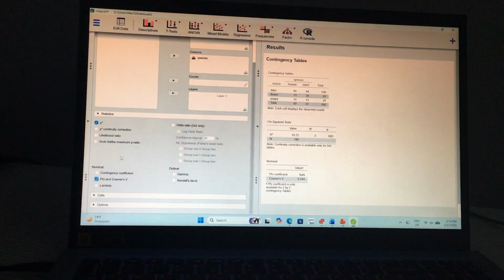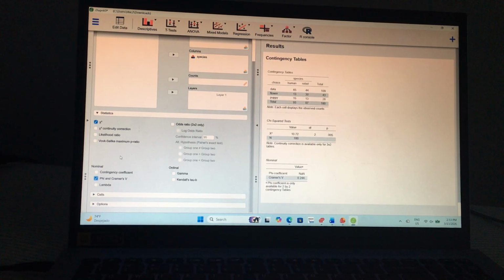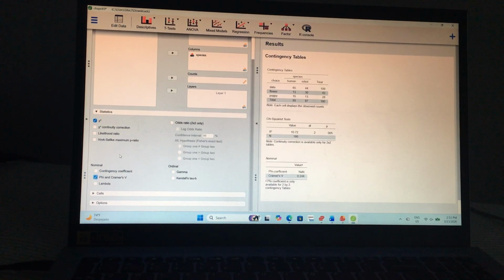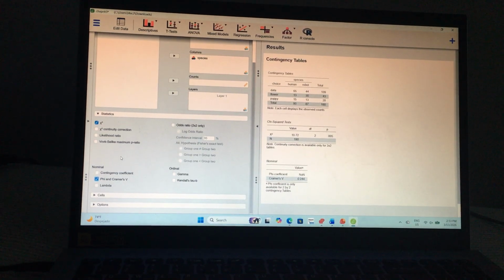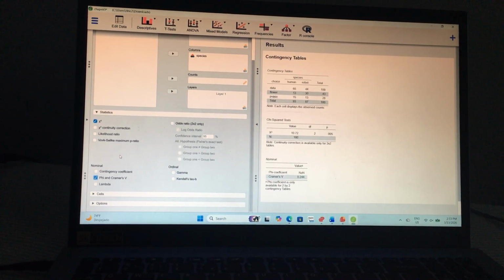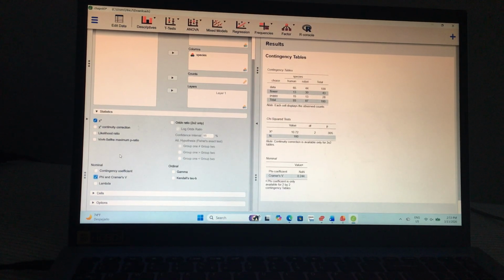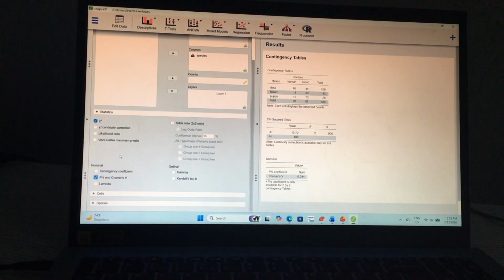And then we can go under our counts, and we can show totals. All right, so again, our chi-square test value comes out to 10.72, 2 degrees of freedom, and p equals 0.005. The Cramér's V can be reported as a measure of effect size, and here V equals 0.244. And let's keep going.